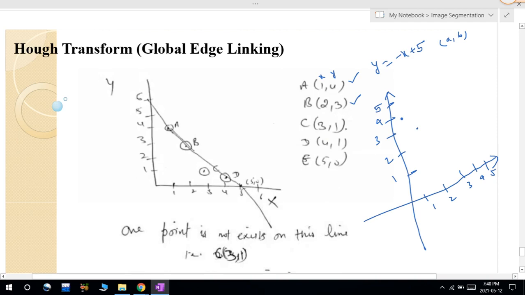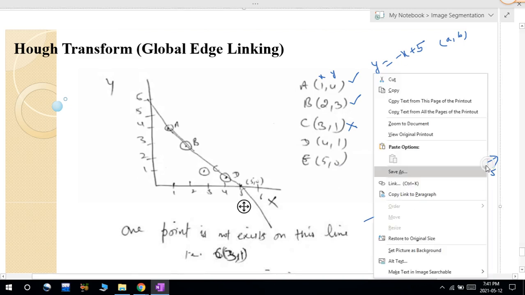And next x value is 3 and y value is 1. So x equal to 3, 5 minus 3 is 2, so actually you have to get (3, 2), but it is not satisfied, so (3, 1) is not on the line. Next x value is 4, then y value is 1. 5 minus 4 is 1, so I am getting the correct value. So (4, 1) is satisfying. And next if I substitute x value as 5, I have to get y value as 0. 5 minus 5 is 0, so it is correct.